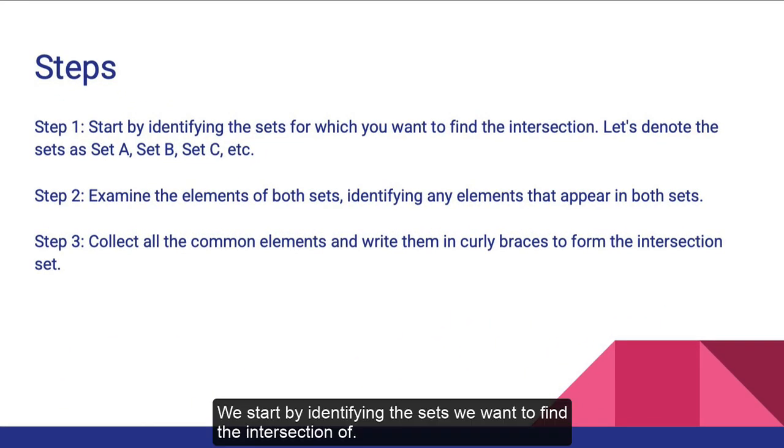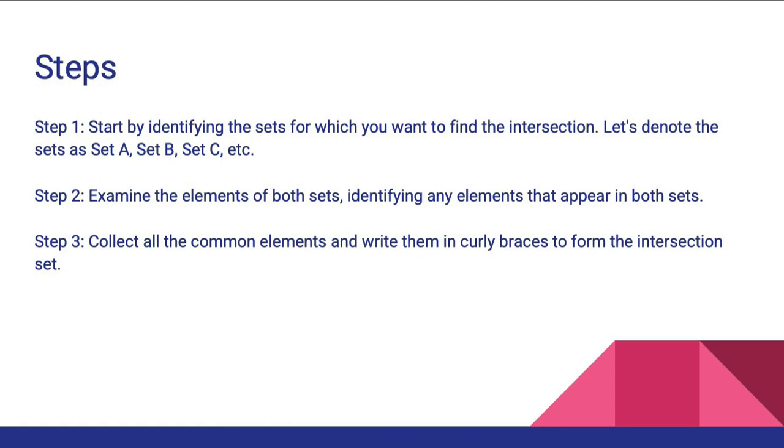We start by identifying the sets we want to find the intersection of. We'll denote them as set A, set B, set C. Moving on to step 2, we examine the elements of both sets. Our goal is to identify any elements that appear in both sets. Finally, in step 3, we collect all the common elements we've identified. These common elements are written inside curly braces to form the intersection set.